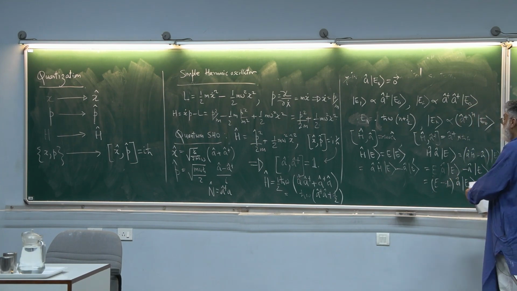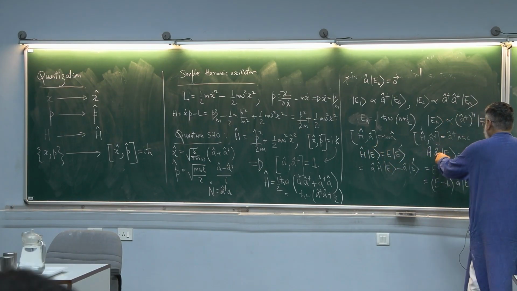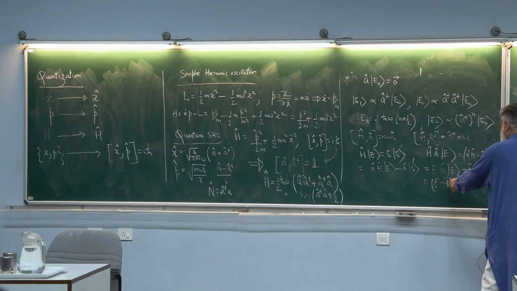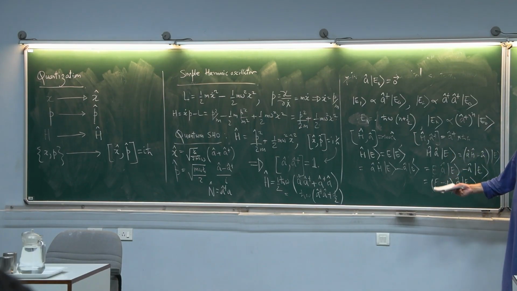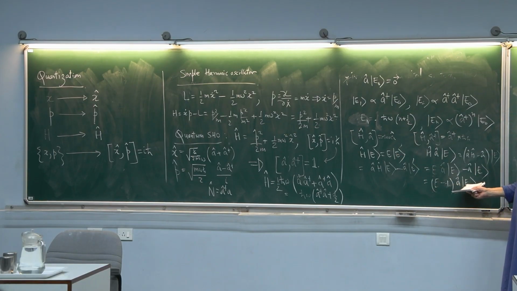In other words, if ket E is an eigenstate of the energy operator with eigenvalue E, A acting on E lowers the energy by h bar omega, because H acting on A E is E minus h bar omega, A into E. A dagger would have done the reverse. A dagger acting on E is also an eigenstate with eigenvalue E plus h bar omega. So A dagger raises the energy while A decreases the energy.